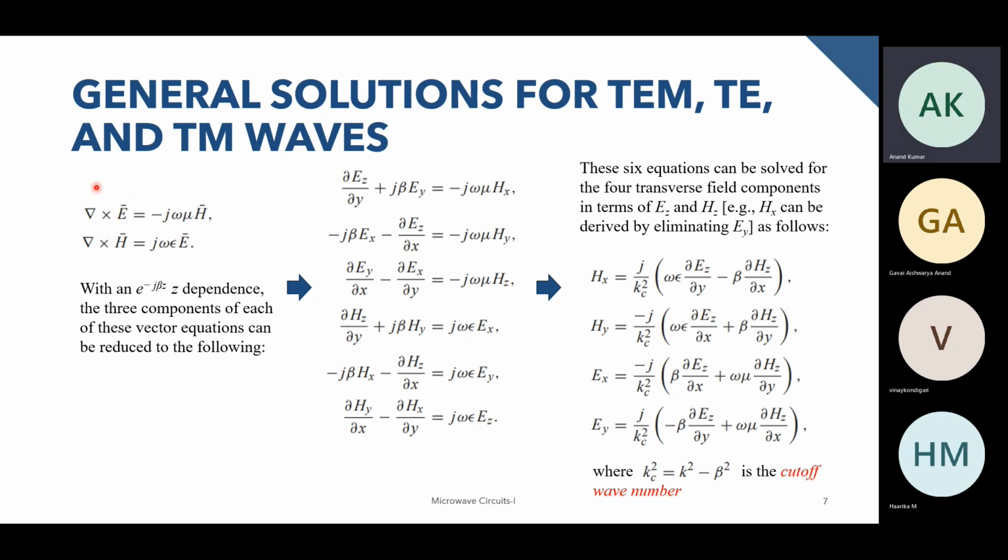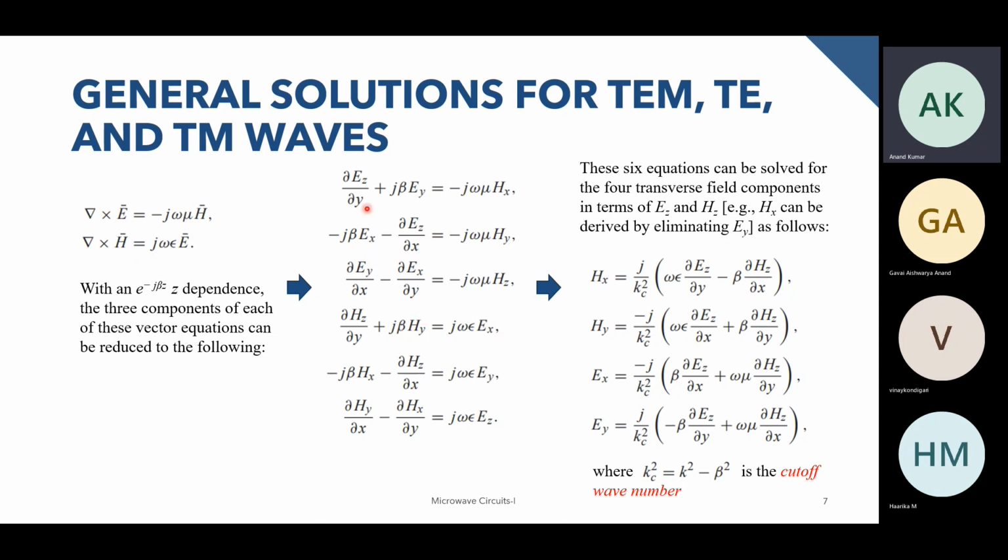So we all remember Maxwell's equations. These are the curl equations from Maxwell's equations, and we have this particular dependence in the z direction. If we open these curls, we can express these two equations in the form of six equations: Hx, Hy, Hz, Ex, Ey, Ez on the right-hand side, equated to the x component, y component, and the z component.